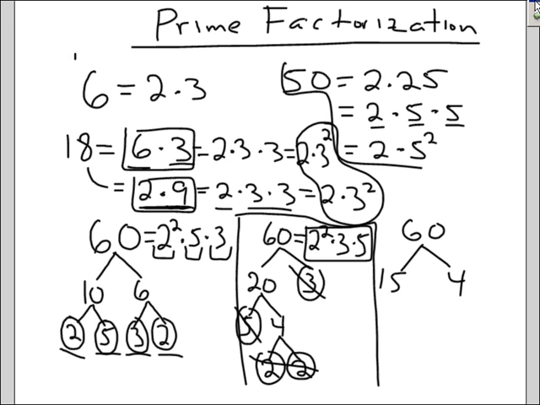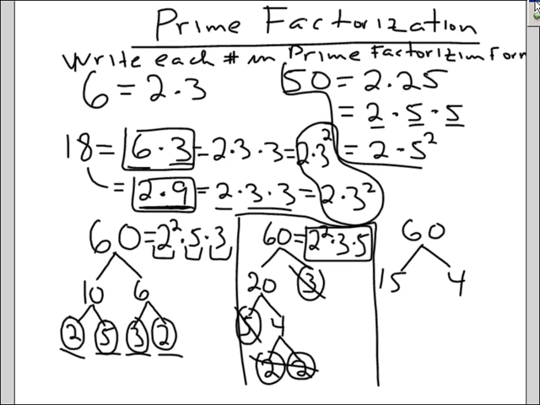The instructions are to write each number in prime factorization form. And each number is 6 and 50 and 18 and 60, etc. Let's do a couple more of these.